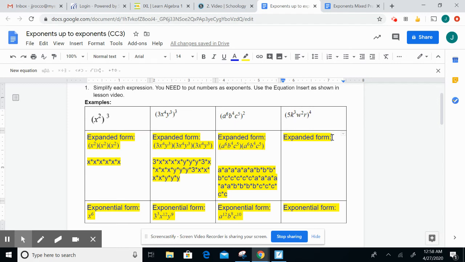All right, one more. Insert equation. All right, so you have 5k to the third, w to the 2, and r. All right, so how many of those sets of parentheses do we have? We have 4 of them.